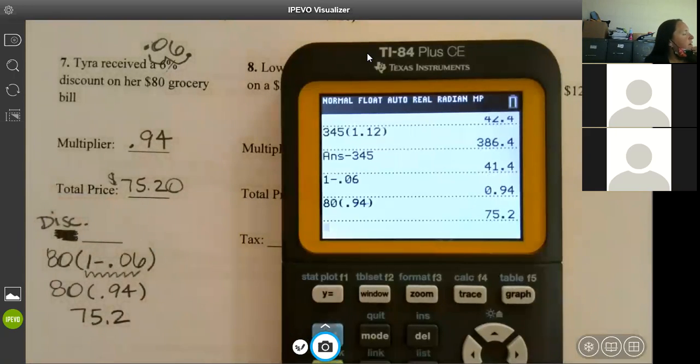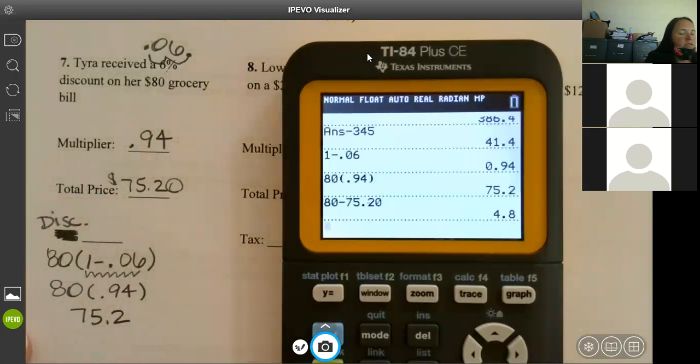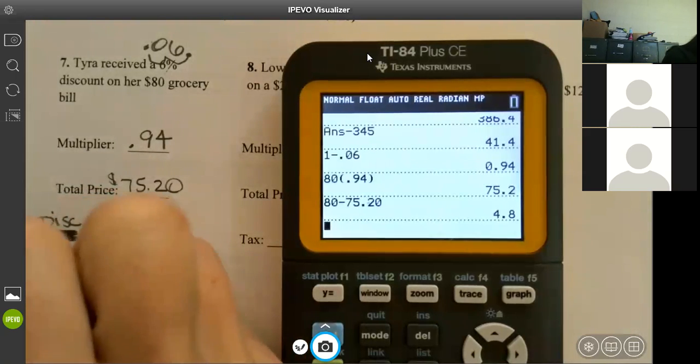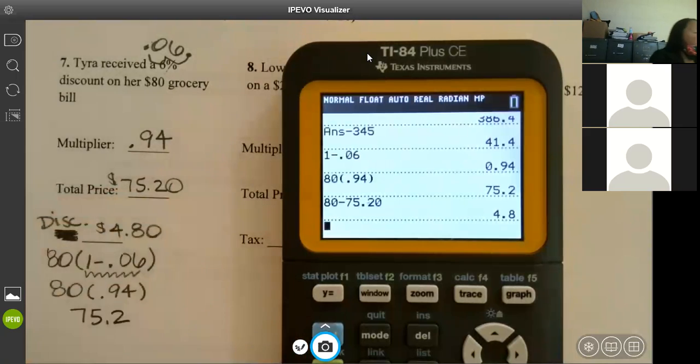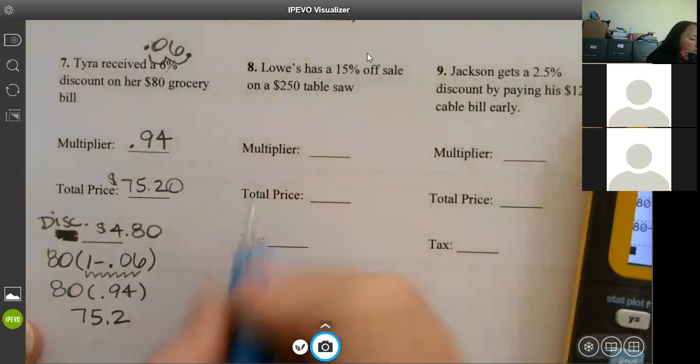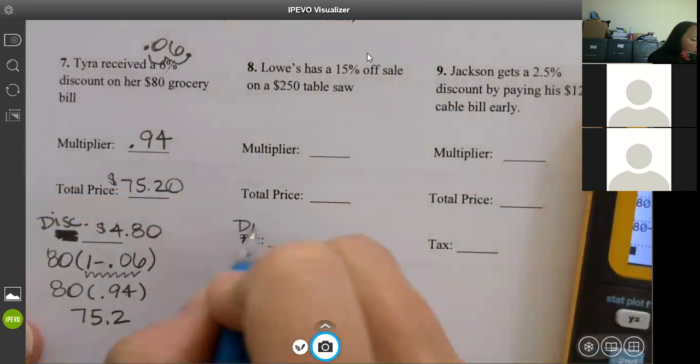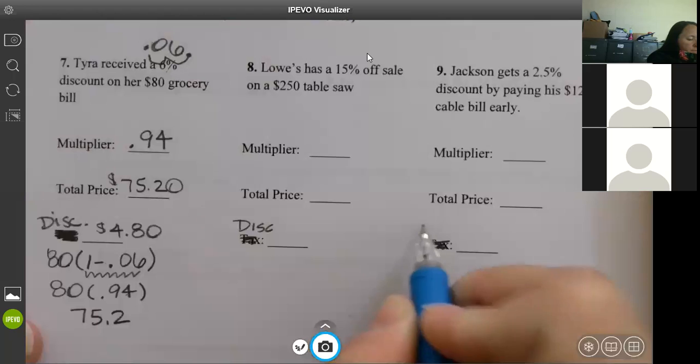I didn't make these notes. I apologize. So what was your discount? You do 80 minus 75.2, which gives you a discount of $4.80. So it's the same exact thing. The only thing that's different is it's a minus, and this number inside of parentheses is going to be less than 1. Okay. Again, all of these should be discount.